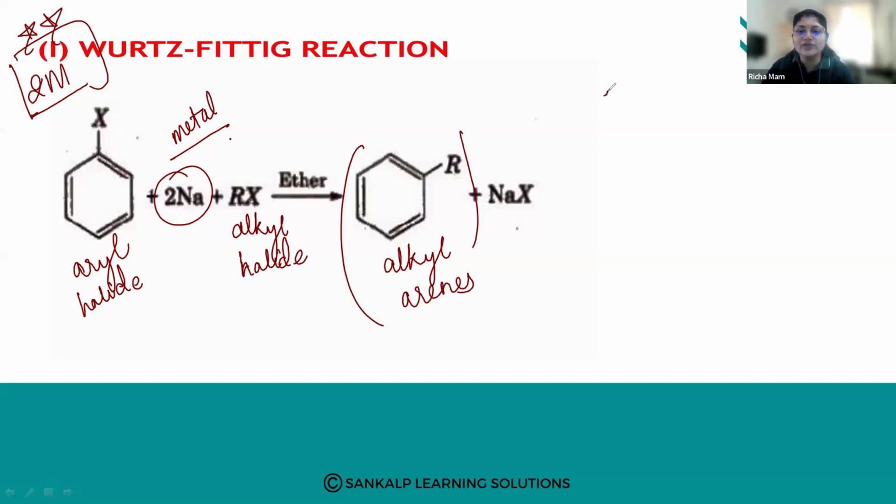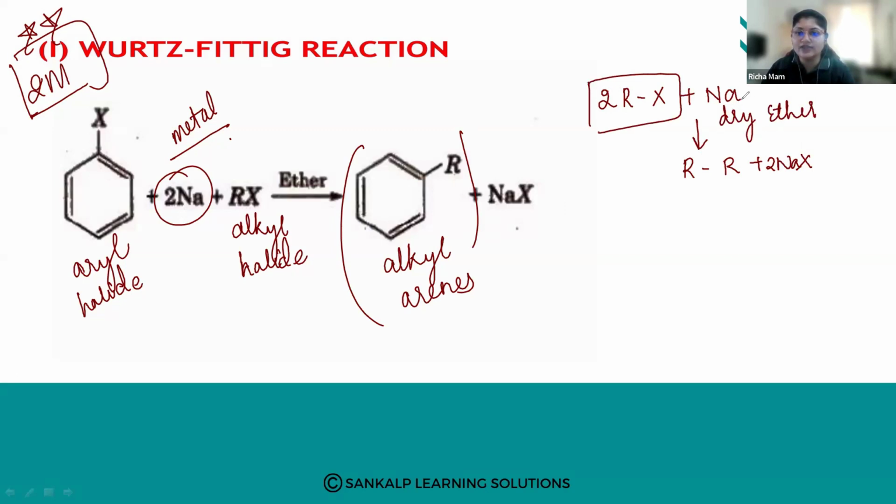In Woods reaction, what we have seen, we have taken two alkyl halides. We react it with sodium. What we obtain is R-R plus 2NaX, in the presence of dry ether. This is your Woods reaction. Two alkyl halides reacted with an active metal like sodium, higher alkanes are obtained. So this is a Woods reaction.